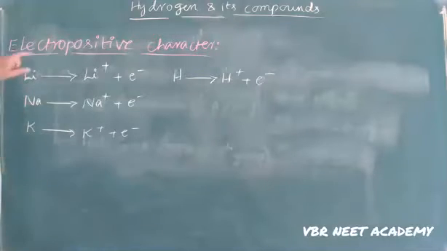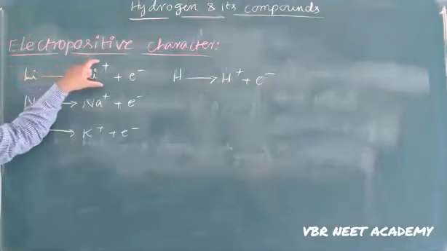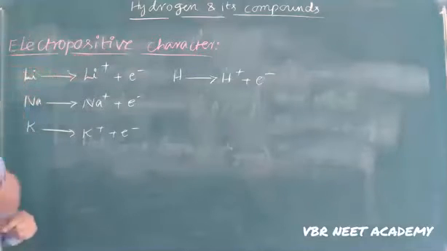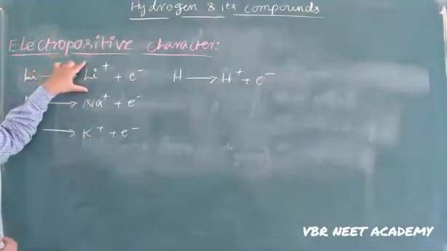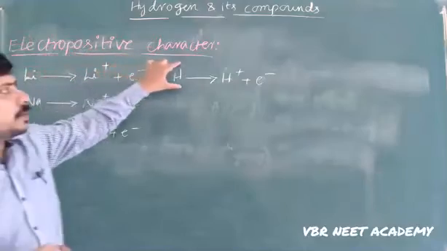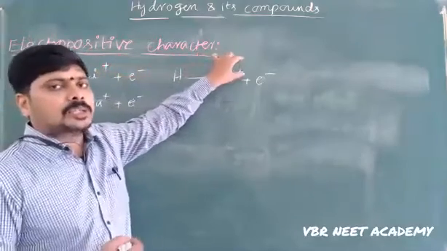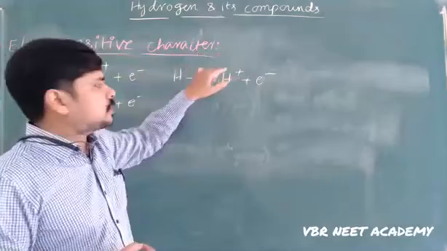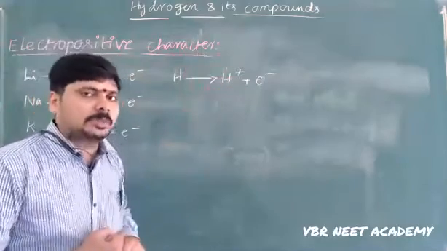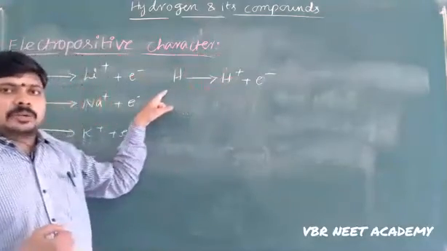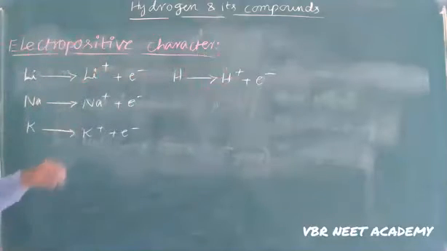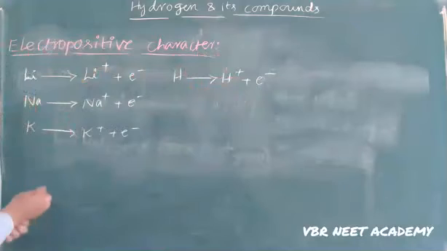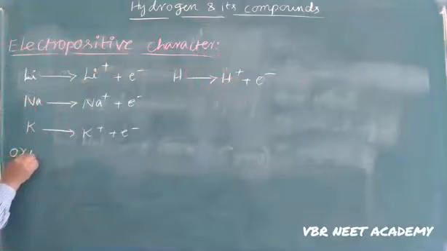That means alkali metals show the unipositive character. They are readily forming the cation. So the same way hydrogen also shows the positively charged character. That is, unipositive charged ions are formed. So that is the reason we have the similarity with your alkali metals. Is it clear? Now we will take the next comparison, oxidation state.